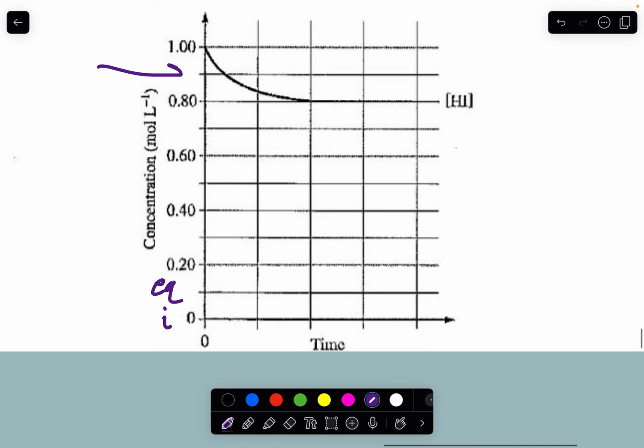Okay, notice how this graph here is not a straight line. It's curved. We're going to do the same thing. It's going to be curved, and it's going to reach an asymptote there at 0.10.